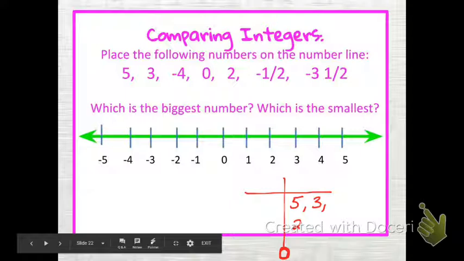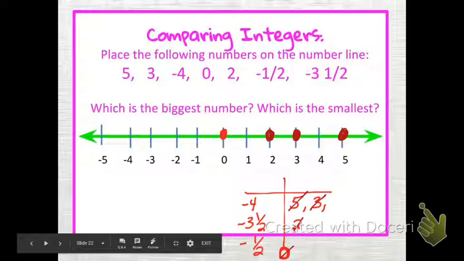So for our negative numbers, we have what? Negative 4, negative 3.5, and negative 1/2. All right, so let's start first by putting the positive numbers on our number line. So we have 0. I'm just going to cross them off as I do it to make sure I don't miss any. So 0, and then I have the number 2, so that goes right here. Then I have 3, that goes right here. And then I have 5, that goes right here. So those are all of my positive numbers.